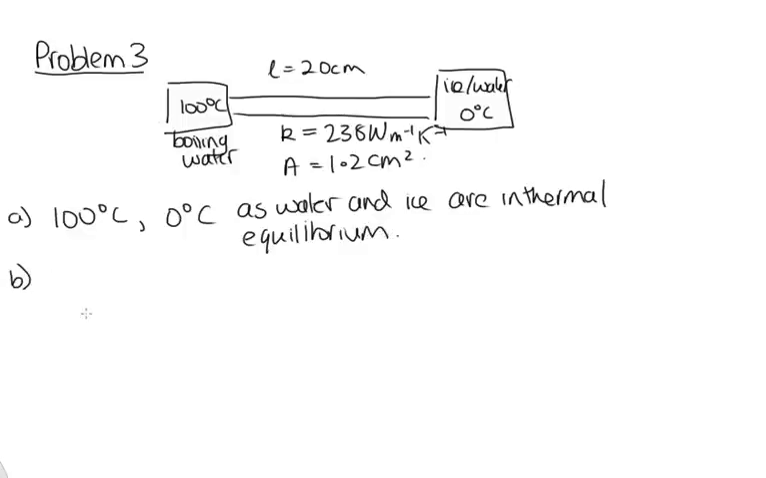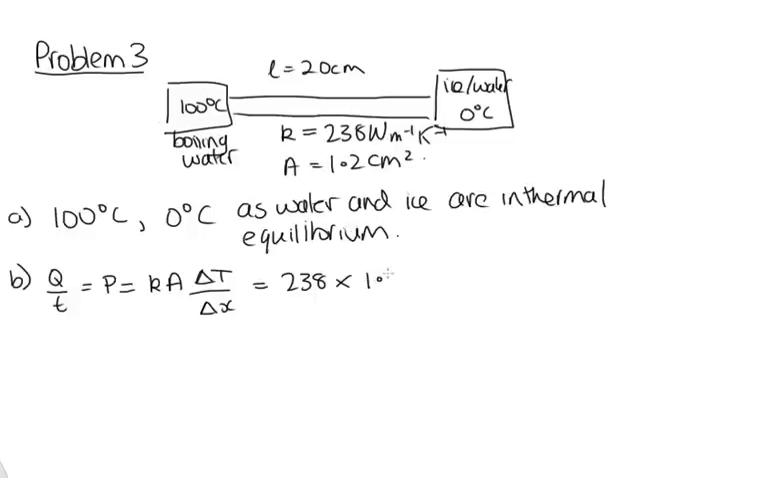Now, part B of the question says, what is the rate of energy transfer along the rod? So the rate of energy, it'll be in the energy in the form of heat. So Q over T, which is the power transfer along the rod, is equal to kA times the change in temperature along the rod over the length of the thickness of the rod. And so the thermal conductivity is 238. Now we need to times it by the surface area.